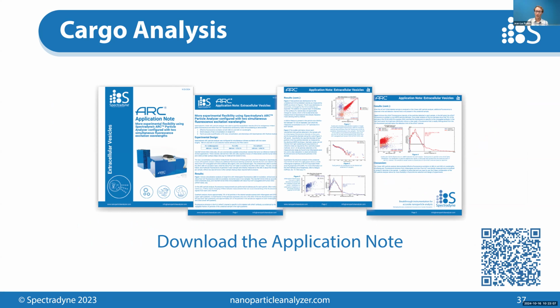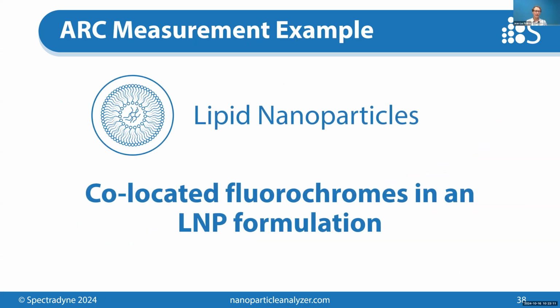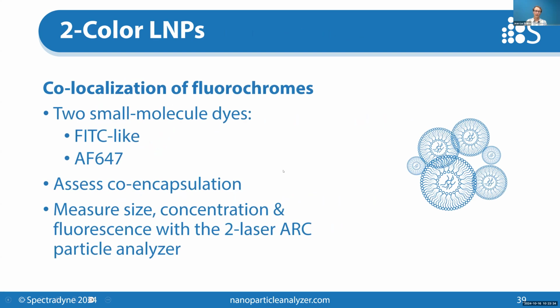Okay, great. So the next example I would like to show you, this will be the last example, is a measurement of lipid nanoparticles. And here we're going to try and measure the amount of co-located fluorochromes between two different fluorochromes in an LNP formulation. Okay. And this example is a little bit light on details in terms of the sample composition because this is a proprietary formulation, but I can show you the results in this form.